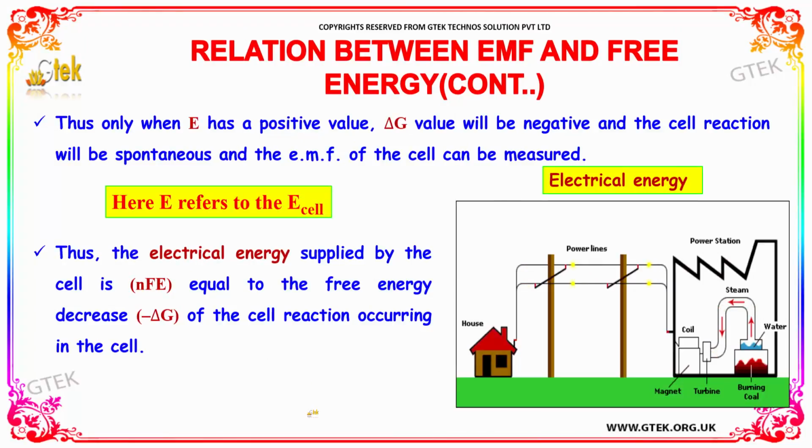Thus, only when E has a positive value, delta G value will be negative and the cell reaction will be spontaneous, and also the EMF of the cell can be measured. Here this E is referring to the E cell. Thus, the electrical energy supplied by the cell, that is nothing but nFE, is said to be equal to the free energy decrease, which is minus delta G of the cell reaction occurring in the cell. So you can find here how the electrical energy is applied.